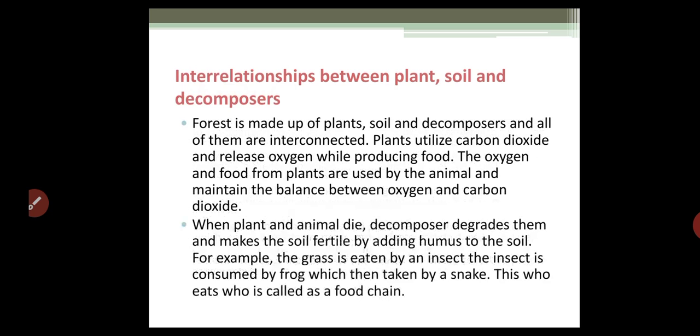Plants utilize carbon dioxide and release oxygen while producing food. The oxygen and food from plants are used by the animals and maintain the balance between oxygen and carbon dioxide. When plants and animals die, decomposers degrade them and make the soil fertile by adding humus to the soil. For example, the grass is eaten by an insect, the insect is consumed by the frog, which is then taken by the snake. This is what you call a food chain.